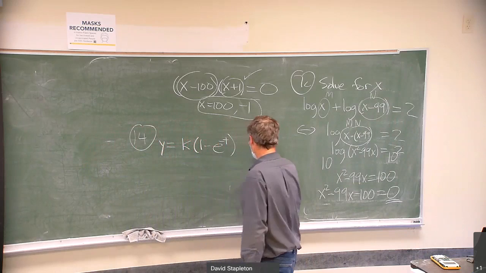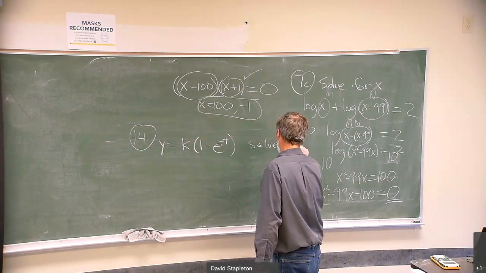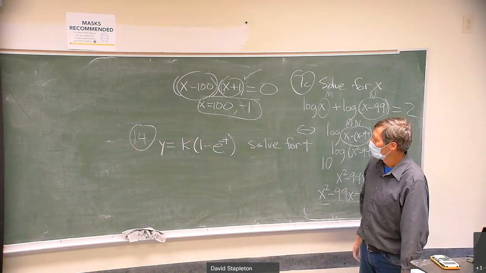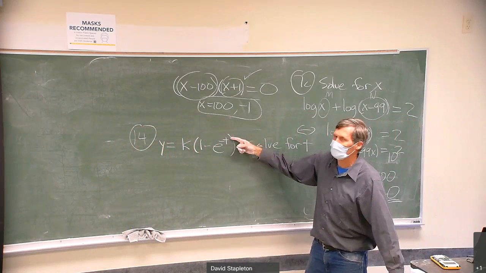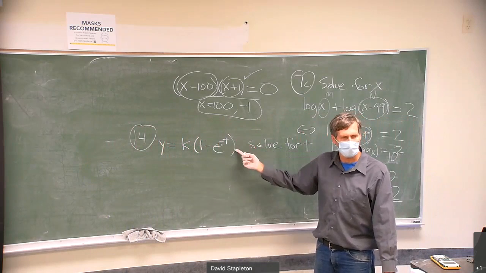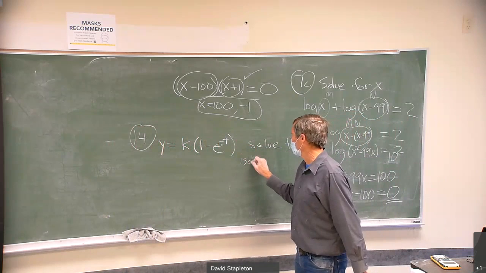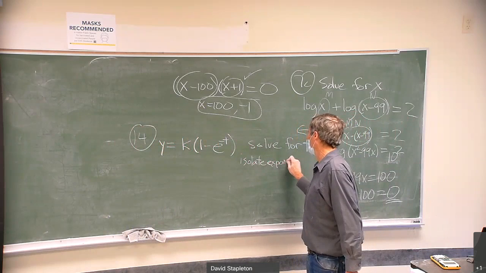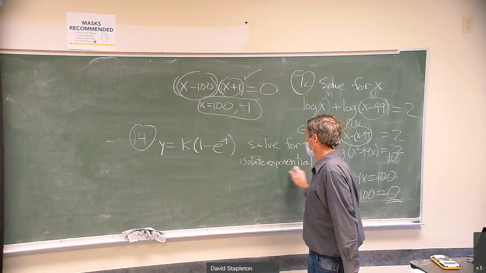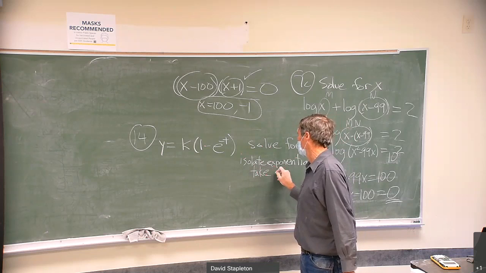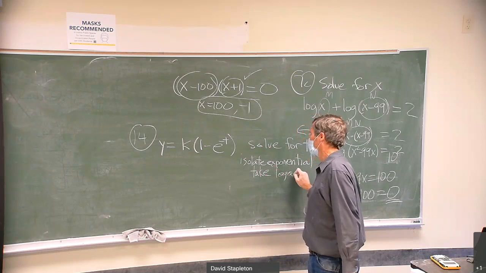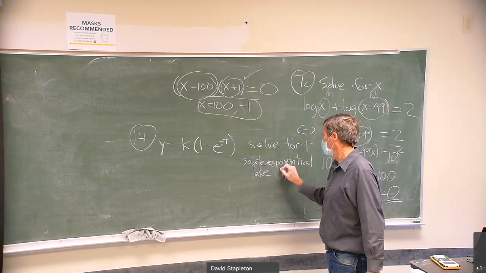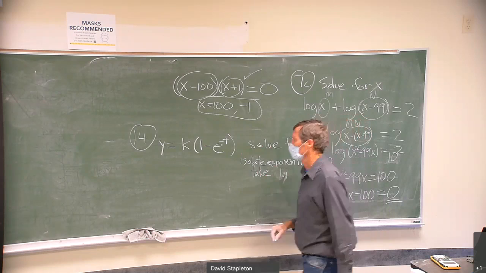How do I solve for t when t is in an exponent? Remember that? When t is an exponent, you isolate the exponential and take the logarithm, right? So we're going to isolate the exponential that contains t. Take the logarithm of each side to bring the exponent down. You can use either logarithm base e or logarithm base 10. Let's take natural logarithm. It doesn't matter which one, actually.